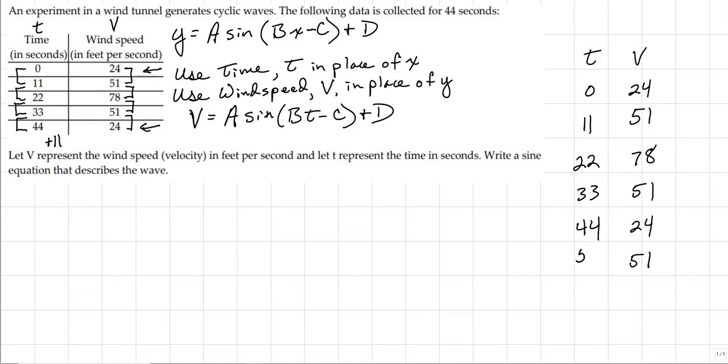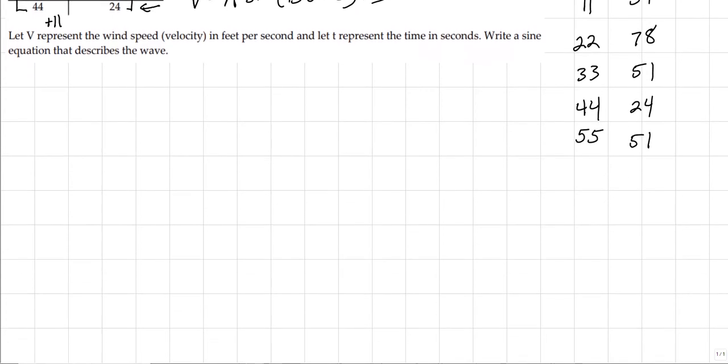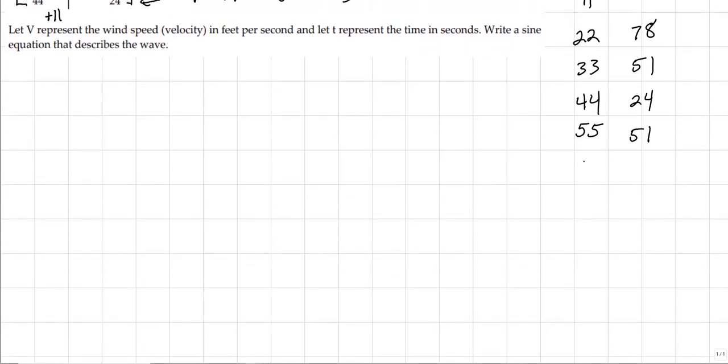And that's going to correspond to a time of 55 seconds because I've added 11 to the 44. And so we would continue to fill this out, and we would have 66 seconds by adding 11. And that would equate to a speed of 78. The next one is going to be 77 seconds. And now we're going to start to go back down again in our cycle. And then finally at 88 seconds, we're back down at our minimum value.